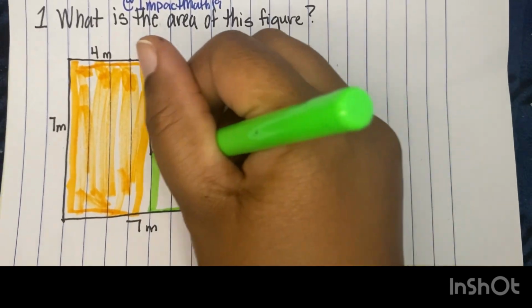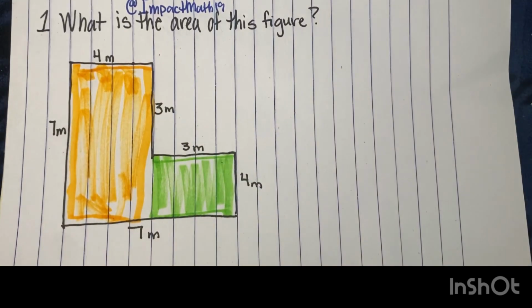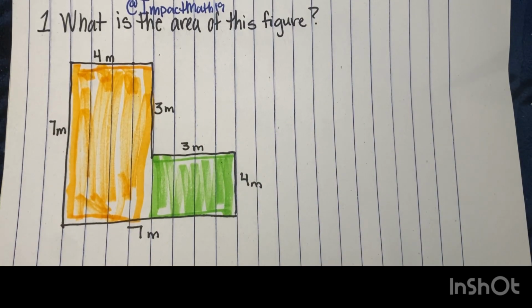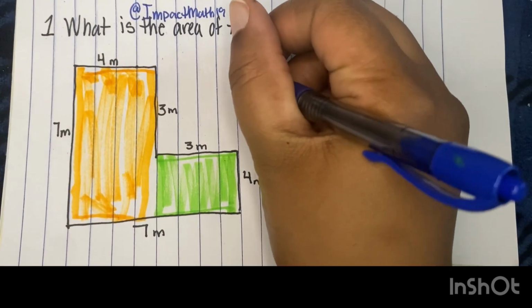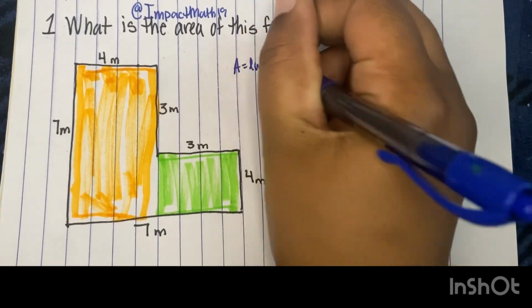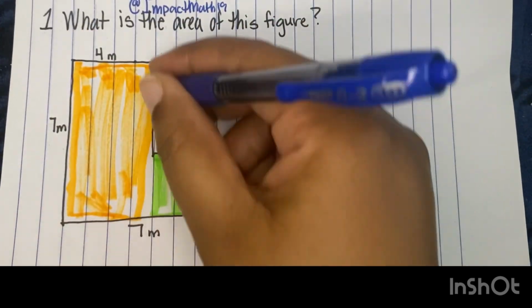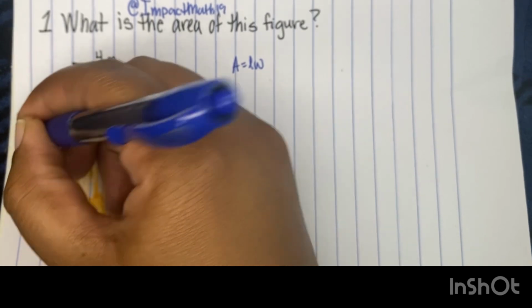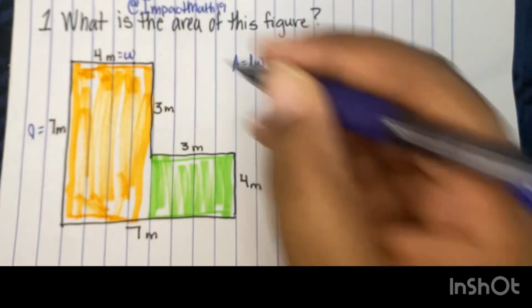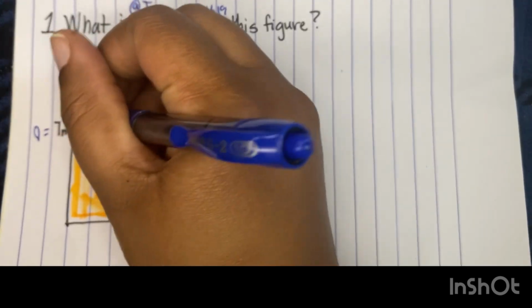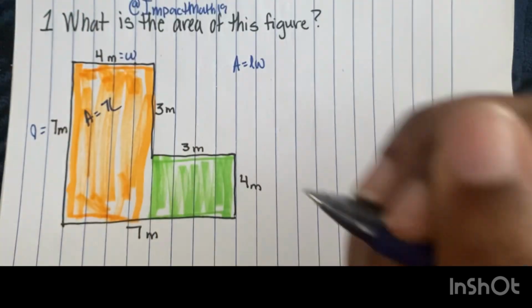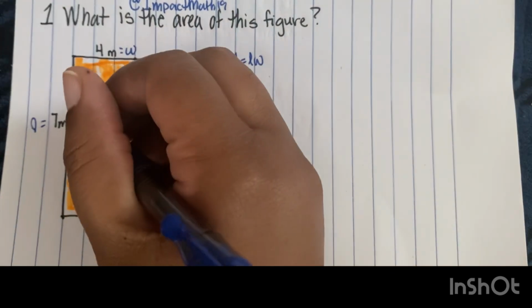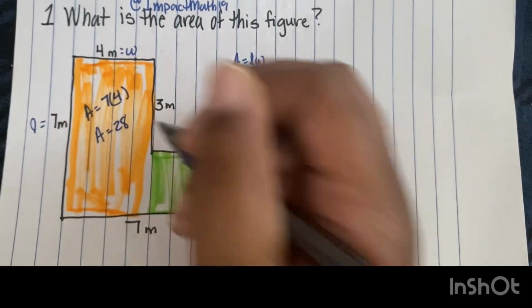So to find the area of a rectangle, you first need to know the area formula for a rectangle, which is area equals length times width. So our length for this orange rectangle is going to be 7 and our width is going to be 4. So we're going to do area equals 7 times 4. And so we're going to get an area of 28.